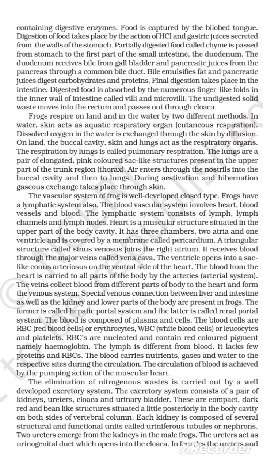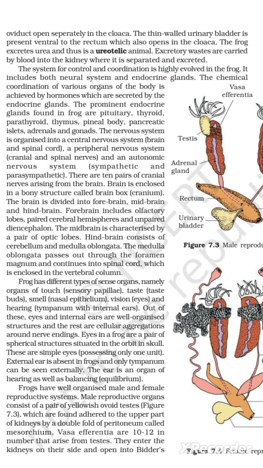Two ureters emerge from the kidney in the male frog. The ureter acts as a urogenital duct which opens into the cloaca. In the female, the ureters and oviduct open separately in the cloaca. The thin-walled urinary bladder is present ventral to the rectum, which also opens in the cloaca. The frogs excrete urea and thus are ureotelic animals.